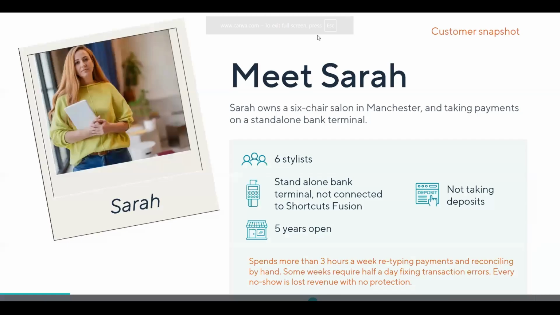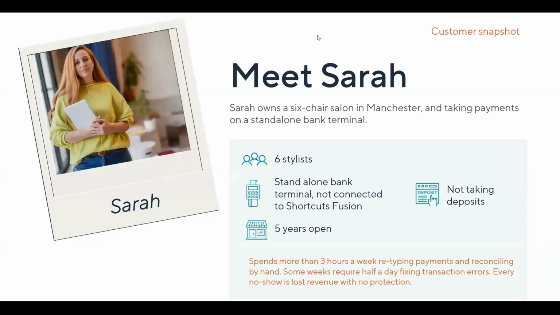Okay. It's as we saw, little customer snapshot. Meet Sarah. Okay, so it was her salon. We were just taking a look there. She looks a little bit glum. Sarah owns a six chair salon in Manchester and taking payments on a standalone bank terminal card machine. She has six stylists with a standalone bank terminal not connected into her Shortcuts Fusion. She's not currently taking deposits and she's been open roughly 5 years.